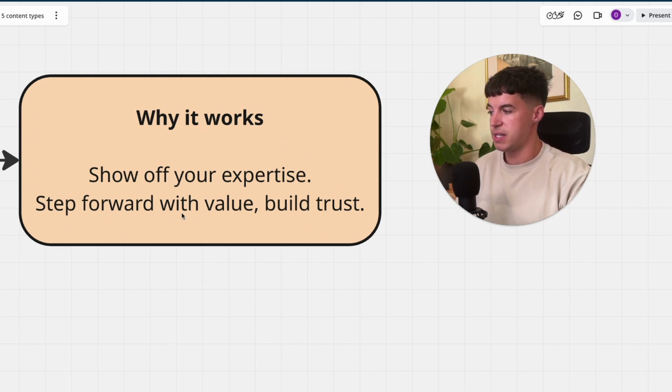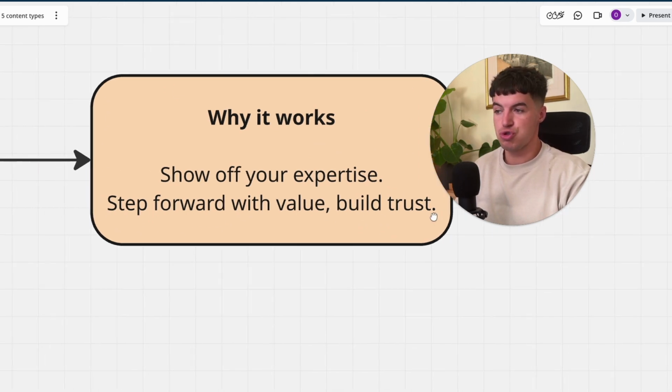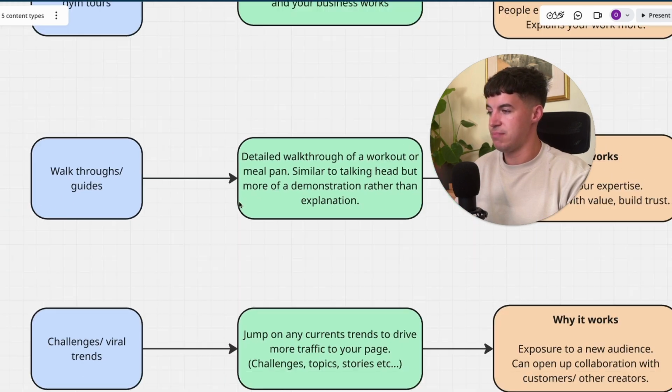You show off your expertise, you step forward with value, and you build trust. So this might be a day in the life of someone who's trying to get fit, someone who's trying to put on muscle and lose fat, someone who's trying to run a marathon or do a Hyrox, or whatever the thing is. You're going to show people how you're preparing for this thing.